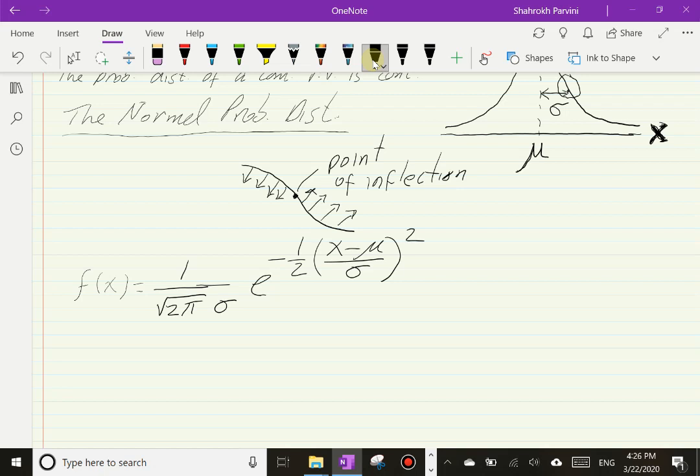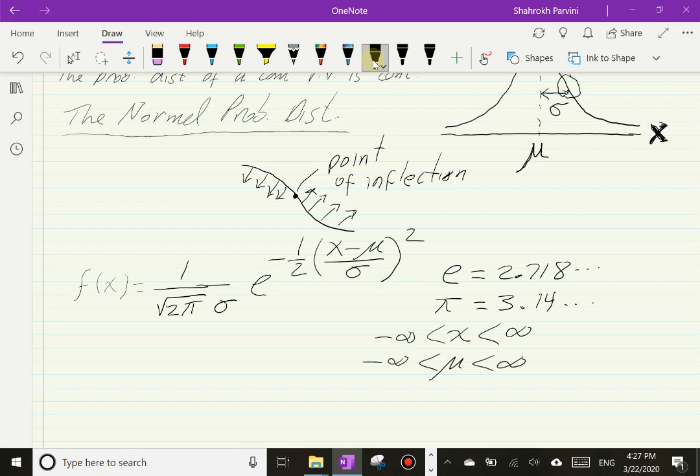what makes up this function, some of these letters you recognize. For example, e is approximately 2.718 and so on. Pi, I'm sure most of you are familiar with pi, is 3.14. mu is the mean, of course, and sigma is the standard deviation here. And what else? Okay, x here, by the way, x can be any real number, so x could be between negative infinity to infinity, and of course mu likewise is between negative infinity to infinity, and the deviation we take it to be positive.